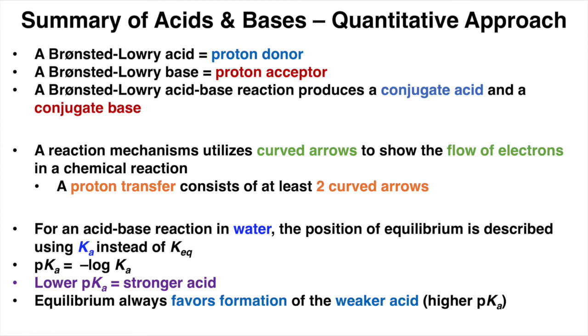So in summary, Bronsted-Lowry acid-base reactions are proton transfer reactions that produce a conjugate acid and a conjugate base. Reaction mechanisms use curved arrows to show the flow of electrons, and we use Ka rather than Keq values for acid-base reactions, where pKa equals the negative log of Ka. And two important trends to remember are that a lower pKa value equals a stronger acid, and equilibrium always favors the formation of the weaker acid.